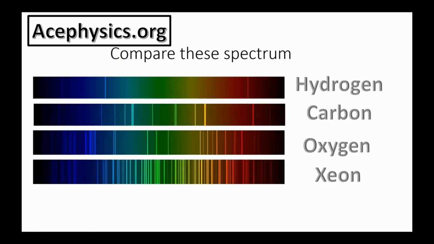Finally, here are some spectrums, some fingerprints from different atoms. The hydrogen atom, the carbon atom, the oxygen atom, and the xenon atom. Can you explain why these spectrums look the way they do? Why there's so many more lines in xenon than there are in hydrogen? Please let me know in the comment section below.